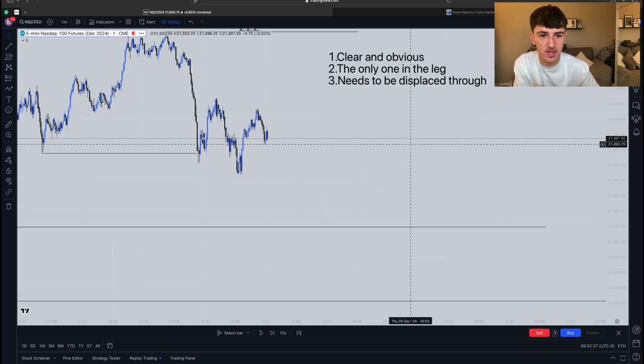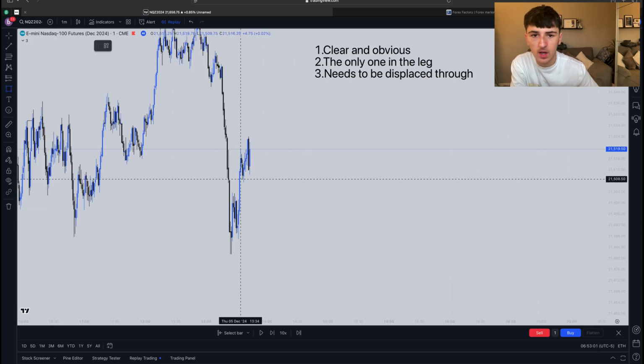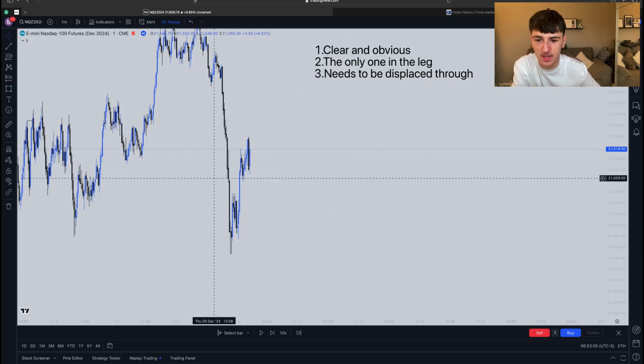Once I see a fair value gap, it has to have these three things. For it to be a valid inversion fair value gap, I have to see these three things. These are my rules that I use, and if it doesn't apply, then I will not enter a trade. So the first one: clear and obvious. What I mean by that is, is the fair value gap clear and obvious?